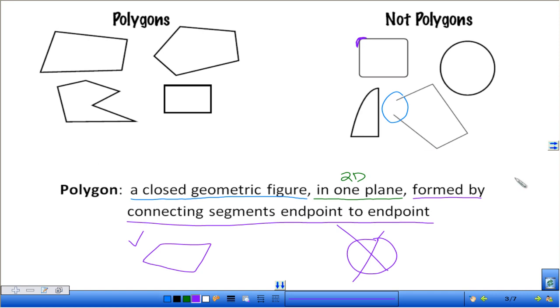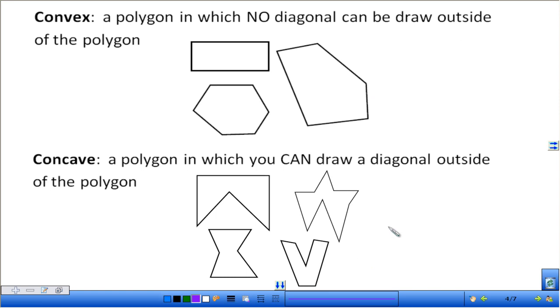The next two definitions are convex and concave. For convex, a convex polygon is a polygon in which no diagonal can be drawn outside of the polygon. Meaning, if you have all of these vertices here, I'm just marking them so you guys can see them better. If you connect any two of these, so if I go from here to here, or here to here, or even here all the way across to here, you will never have a diagonal that goes outside of the polygon.